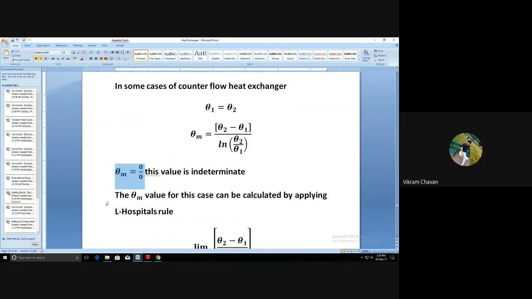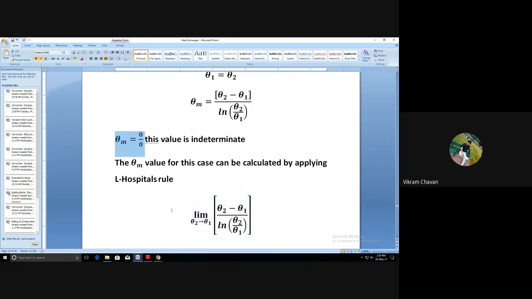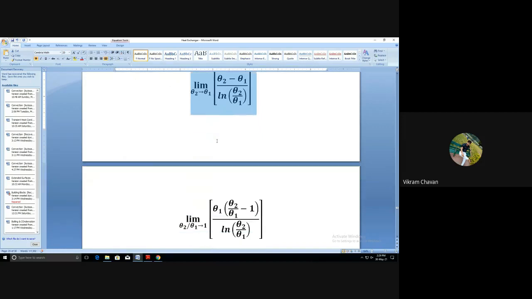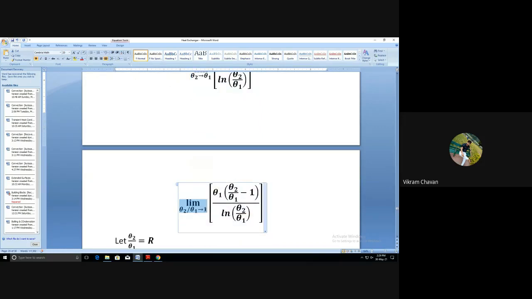So how to apply the L'Hospital rule? First of all we have to consider the limit theta 2 tends to theta 1. That is, the limit when theta 2 is approaching theta 1. We have to apply this limit to this particular equation, that is theta 2 minus theta 1 divided by ln of theta 2 divided by theta 1. Once we apply this, after that we have to convert that limit in the form of theta 2 divided by theta 1, which tends to 1.